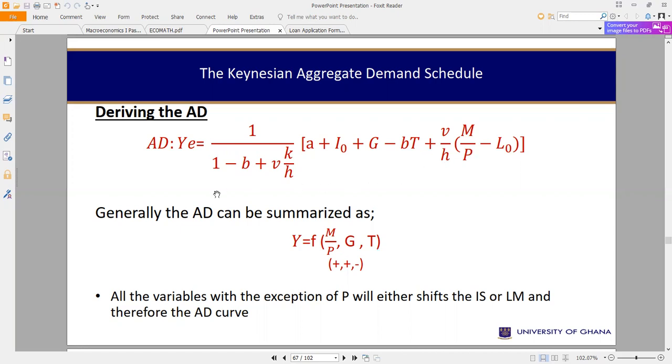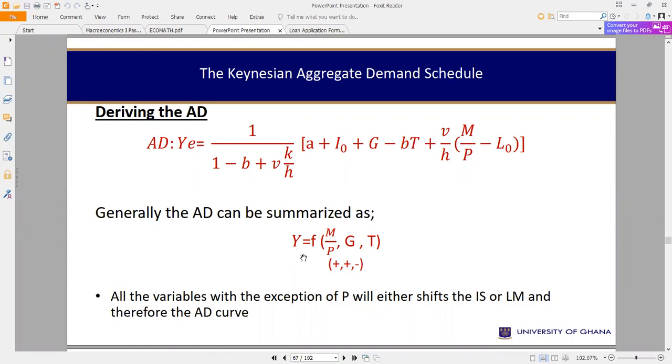So in a more general way, we will say that the income level is a function of real money balance, the M over P, the real money supply, and then government spending and taxes. The signs here just talk about the relationship between Y and these components. M over P being positive means that whenever there's an increase in the real quantity of money, there should be an increase in Y. Whenever there's an increase in government spending, it should result in an increase in Y. Whenever there's an increase in tax, because the sign is negative, it should result in a reduction in Y.